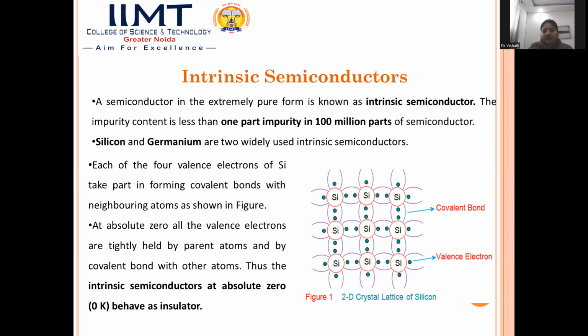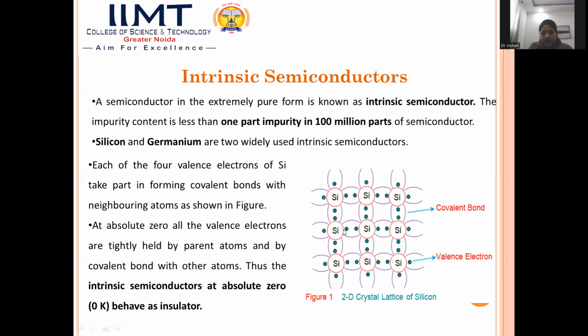What is the ratio of that impurity content? One part impurity is there in 100 million parts of the semiconductor. For example, in this diagram, you can see we have silicon atoms. So we have a large number of silicon atoms, and all the atoms are majorly silicon. If there is an impurity, then it will be like one part of impurity is present in 100 million parts of the semiconductor. So impurity content is very, very less in the case of the intrinsic semiconductor. That is why they are called an extremely pure form of the semiconductors.